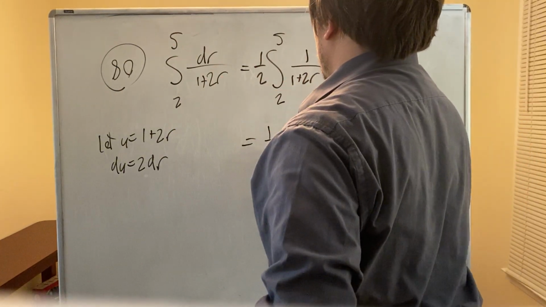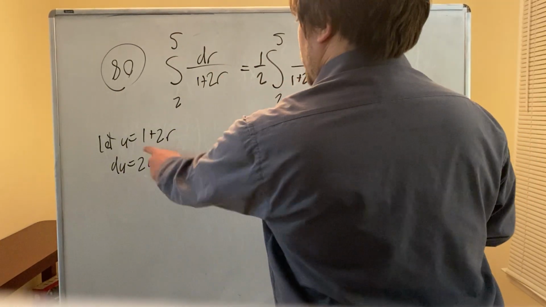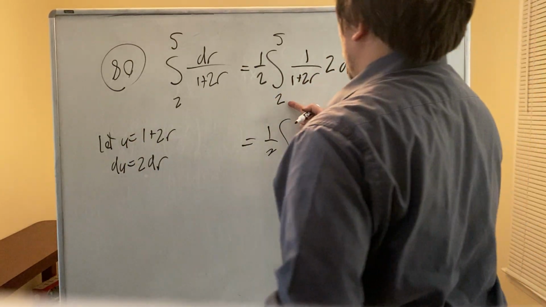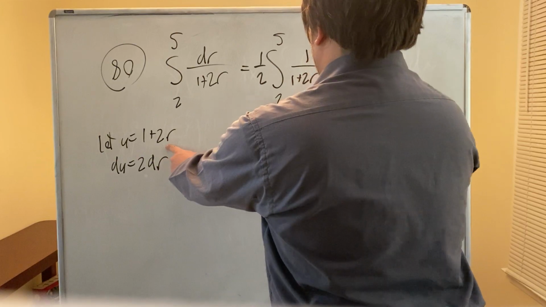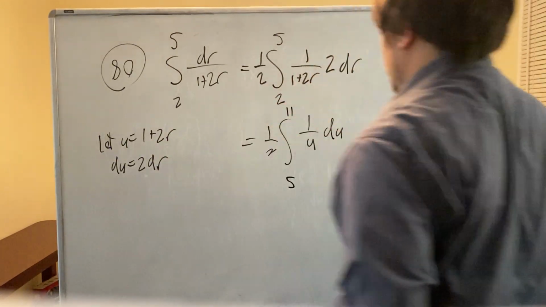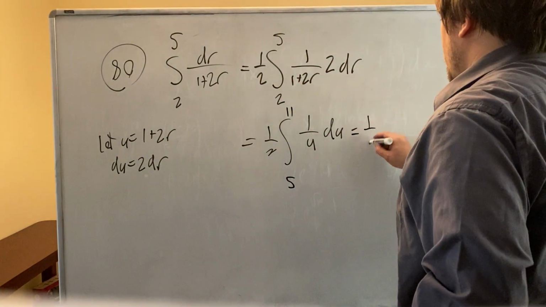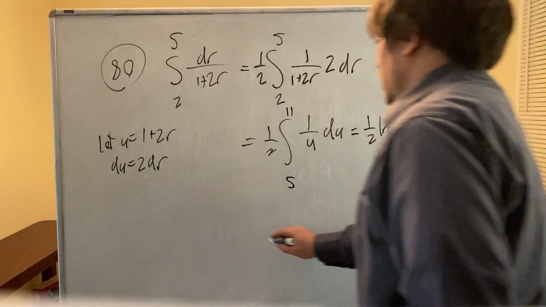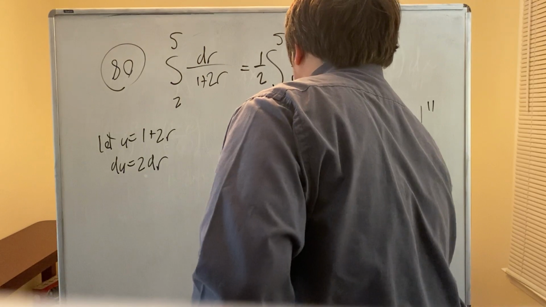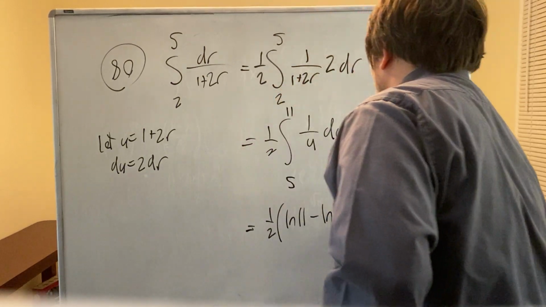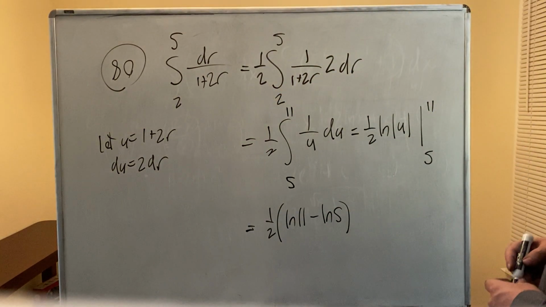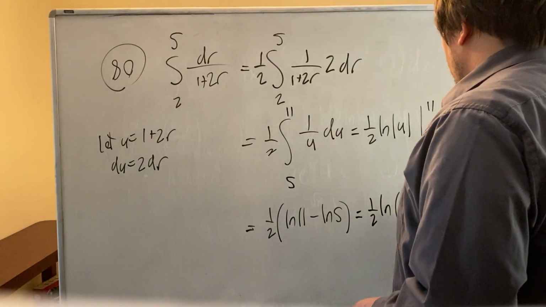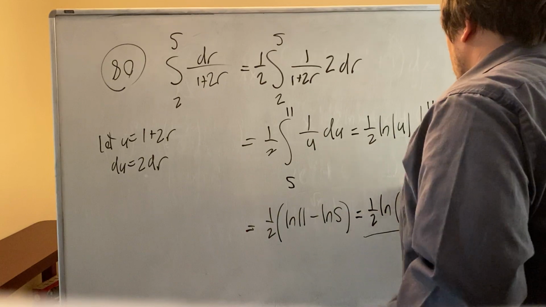So this is equal to 1/2 the integral of 1 over u, 2 dr, which is du. And then when r is 2, you get u is 5. When r is 5, you get u is 11. And so this is equal to 1/2 ln of the absolute value of u evaluated from 5 to 11. And so that's equal to 1/2 times ln of 11 minus ln of 5. And that's equal to 1/2 ln of 11 over 5 by the log laws. And that's it.